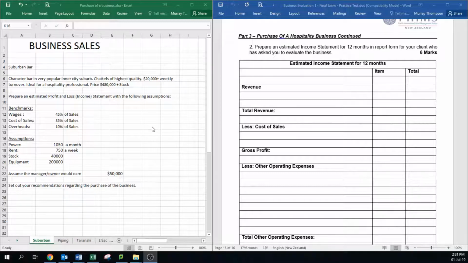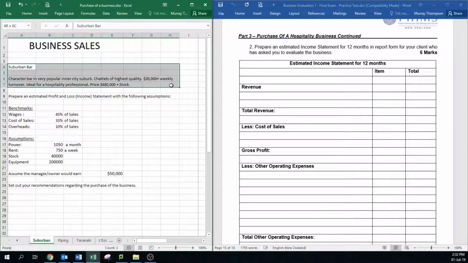Right, we've got a business purchase here. What we have is read the advertisement, and this has some details. So it's got here suburban bar, channels of highest quality, 20,000 a week turnover. So turnover is the same as sales. Ideal for hospitality professional. Asking price to buy it is 480,000 plus stock.